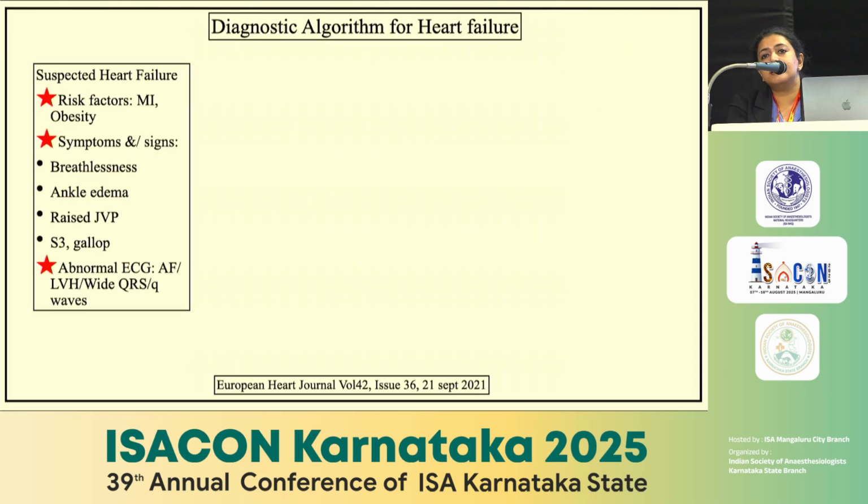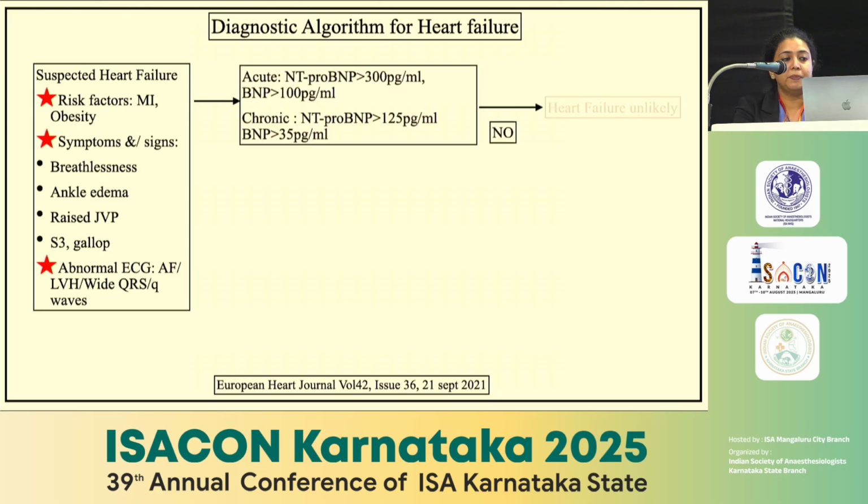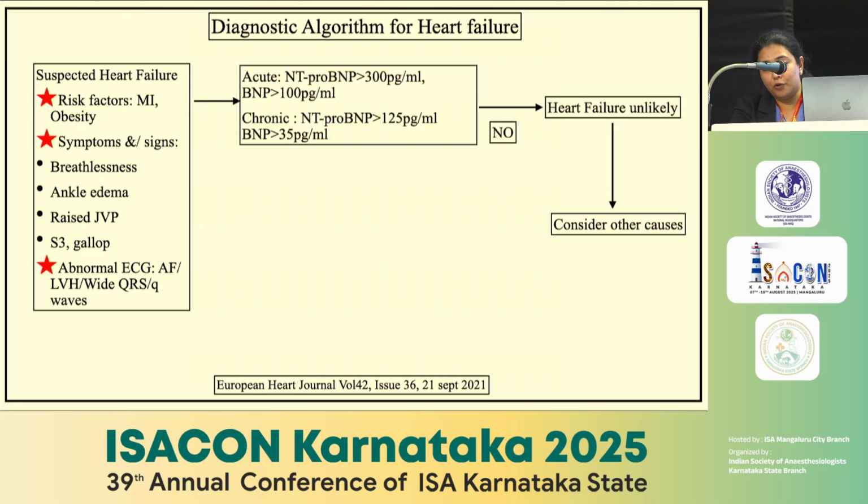Heart failure is a clinical diagnosis. If heart failure is suspected, then an ECG is advised. A normal ECG makes the diagnosis of heart failure unlikely. But if ECG is abnormal, then natriuretic peptides measurement is recommended. Now, these natriuretic peptides are released by cardiomyocytes in response to increased left ventricular wall stress, and they have a very high negative predictive value of about 94 to 99%.